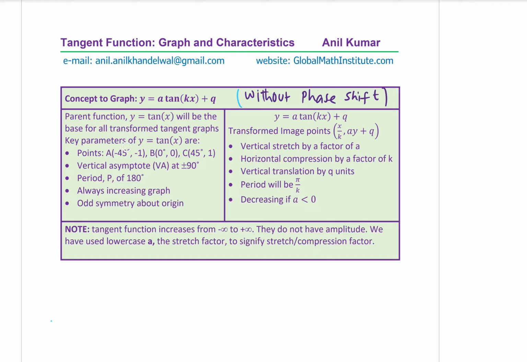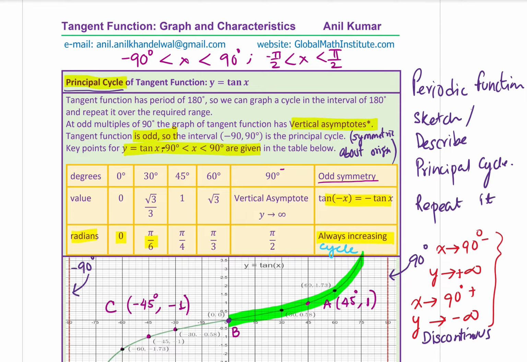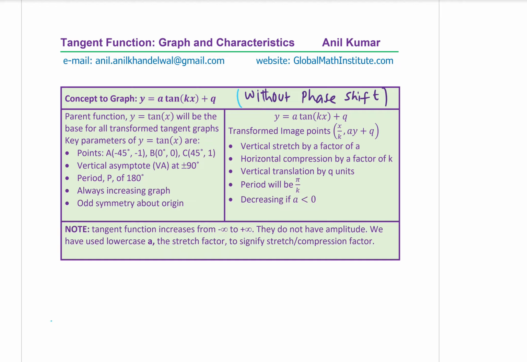Key parameters are the points which we discussed: A, which is minus 45 degrees, minus 1, B is 0, 0, and C is 45 degrees at 1. Vertical asymptotes are at plus and minus 90 degrees, and therefore the period will be 180 degrees, the graph being increasing with odd symmetry, correct? So these are the characteristics which we just saw in the graph of the tangent function, one particular cycle. Clear? So let me rewrite these points here. Let's say we have this function tan x. In the function tan x, the key points are A, which is 45 degrees, 1, then we have B, which is 0, 0, and C, which is minus 45 degrees, minus 1, right?